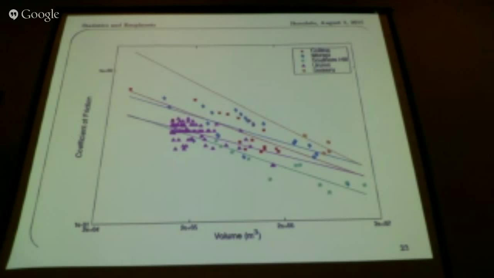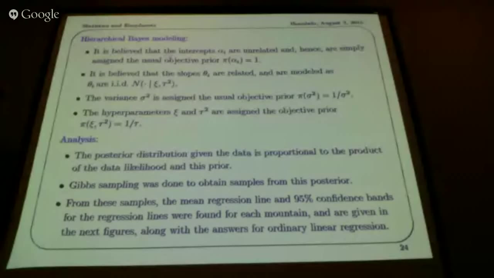So that's when you do hierarchical modeling. You try to say, I don't really want to combine everything together, but I know they're very related. And that's the whole idea of hierarchical modeling. In this particular case, the intercepts were thought to be unrelated for various physical reasons, so they were all just assigned the usual objective prior, which is a constant. The slopes, however, were viewed to be highly related, and so they were modeled as simply being IIDs of a normal distribution.